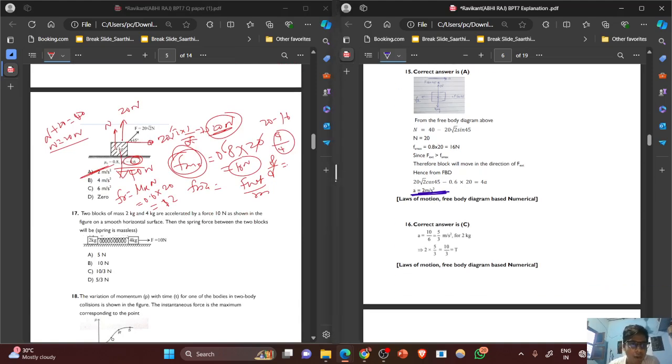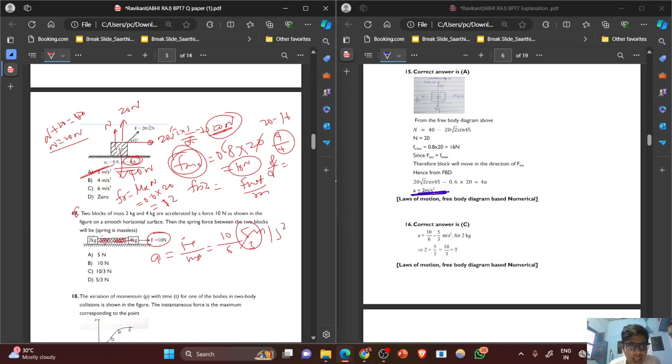Okay. Now moving to the 60th question. Two blocks of mass 2 kg, 4 kg are accelerated by a force of 10 Newton. Okay, 10 Newton external acting on it. Kx is an internal force. So if you need to calculate acceleration, it will be F external by m total. Simply it will be 10 upon 4 plus 2, 6. It's 5 upon 3 meter per second square.